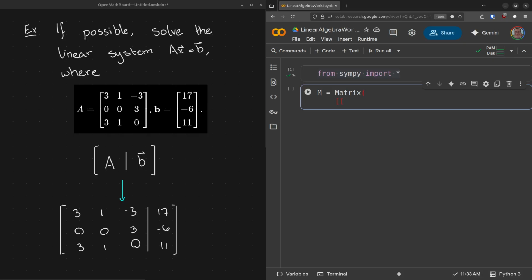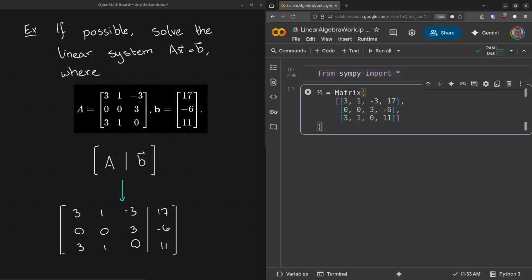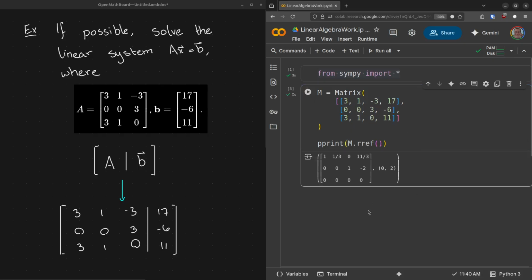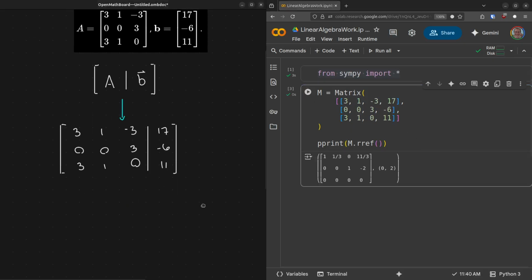So just row by row, 3, 1, negative 3, 17, 0, 0, 3, negative 6, and last row, 3, 1, 0, 11. I want to find the reduced row echelon form of matrix M. I want to print it so it's pretty, easy to look at, easy to read. Okay, and I have my answer.